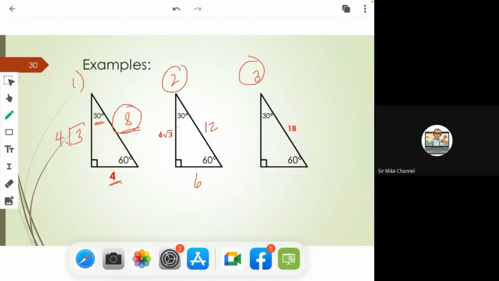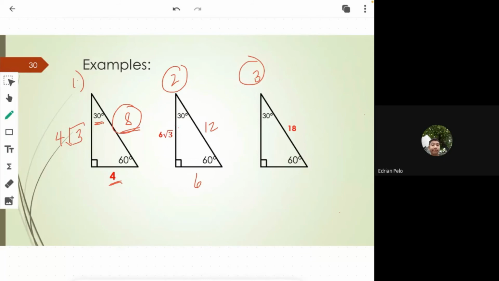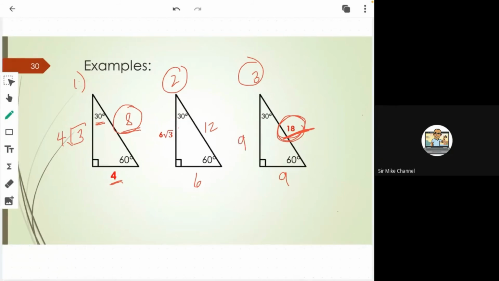Yung shorter leg po, 9, tapos po yung hypotenuse, 9 square root of 3. Yung longer leg po pala. Okay, so longer leg, 9 square root of 3. Okay, that is the correct answer.